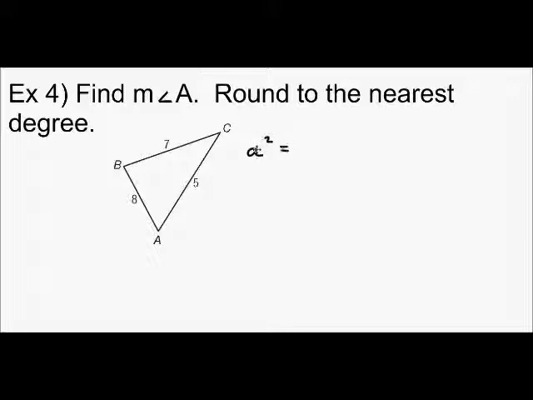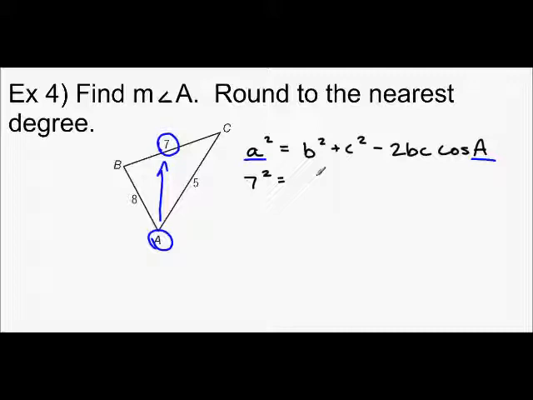So if I had, for instance, a squared equals b squared plus c squared minus 2bc cosine big A, that's at the end here. So the side that matches the angle, so the same letter, is what goes on the left. So I'm looking for this one. The side that goes with it is 7, because that's opposite. So 7 squared equals B is 5 and C is 8. So just plugging in.